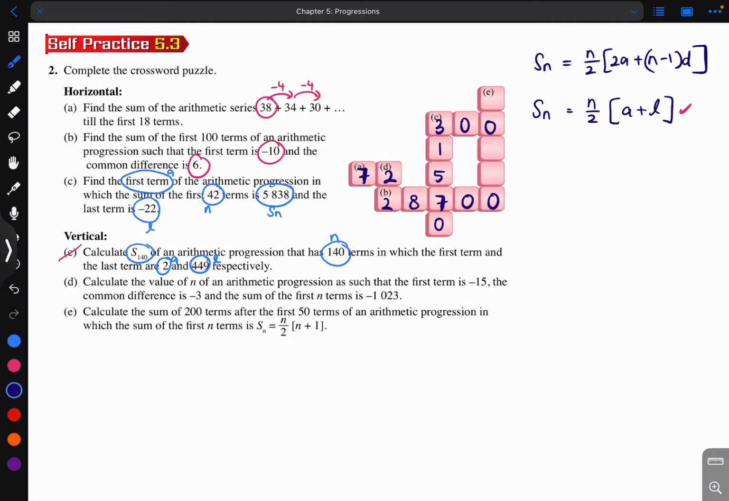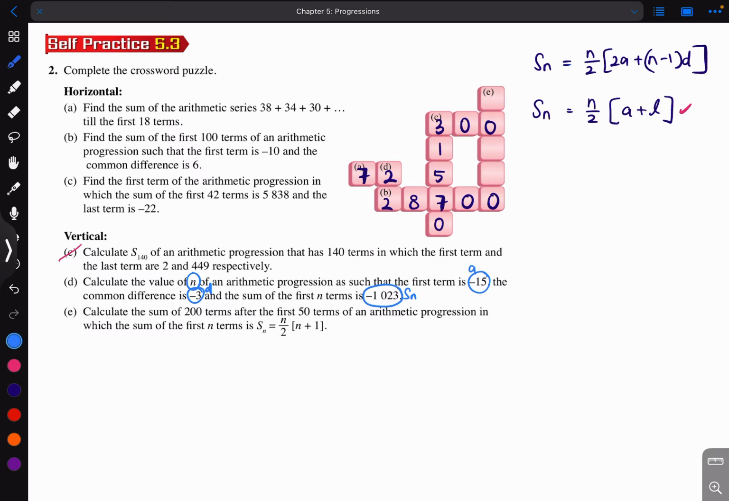So D, calculate the value of n of an arithmetic progression. First term is negative 15. Common difference is negative 3. Sum of the first n terms is this. We need to find n. Okay. Maybe I erase all this. It looks too confusing. Okay. We need to find n now.